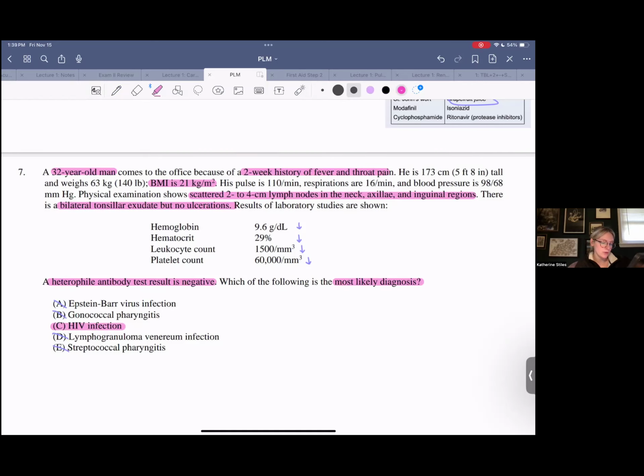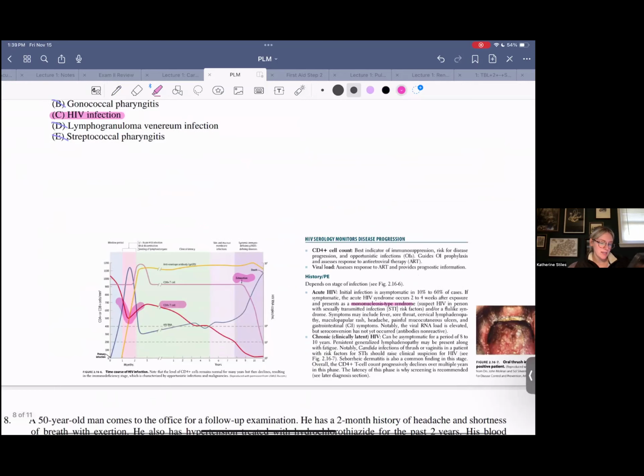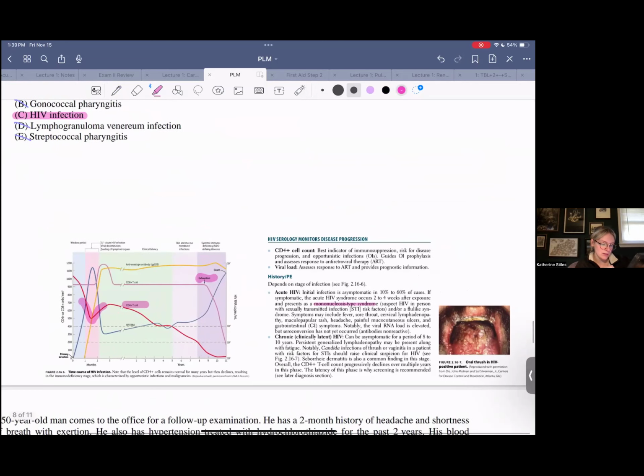And just reviewing the presentation of acute HIV shown here. Initial infection is asymptomatic, but eventually after exposure, they do develop a mononucleosis-type syndrome. So anyone that you're concerned about mono for, you should also be concerned about acute HIV. And it lists some of the symptoms here that are shown in the vignette.